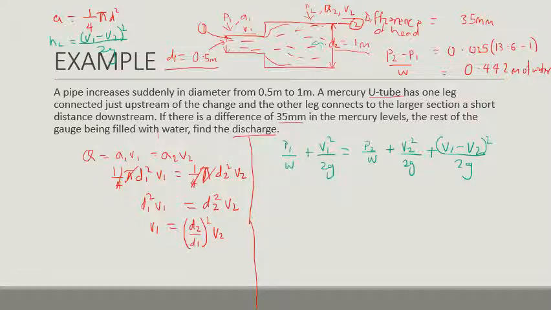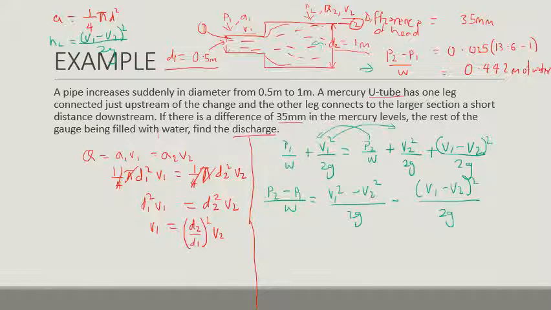Then this is square. So we know P2 minus P1 over W already, so why don't we make that the subject of the formula? Basically we have P2 minus P1 over W is equal to, collecting like terms now, bringing P2 over to this side and then bringing V1 over to this side, V1 square minus V2 square over 2G minus (V1 minus V2) all square over 2G. And then we can simplify this further.